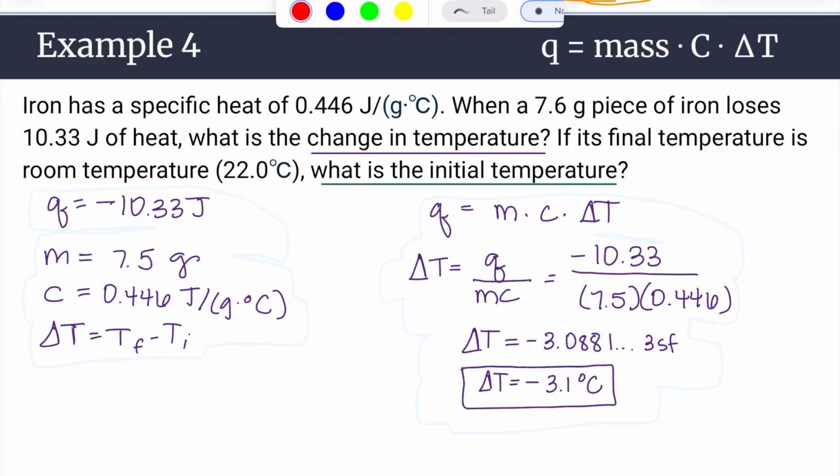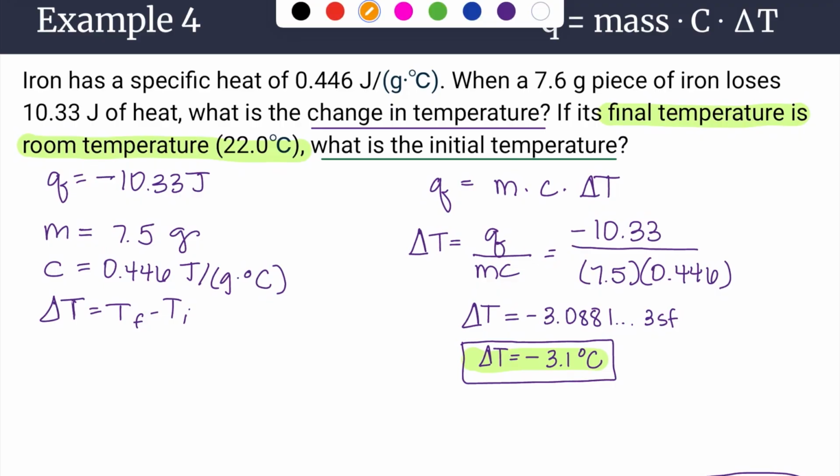All right. And now once we go through and find that first part, what is the change in temperature? Well, we found the change in temperature was negative 3.1 degrees Celsius. The heat is being lost, so this is exothermic. And then what is the initial temperature? Well, we have that delta T. We were told also that the final temperature is room temperature, so we can use both of those to find that initial temperature. So our delta T equation here, delta T is final minus initial temperature. We're looking for initial temperature.